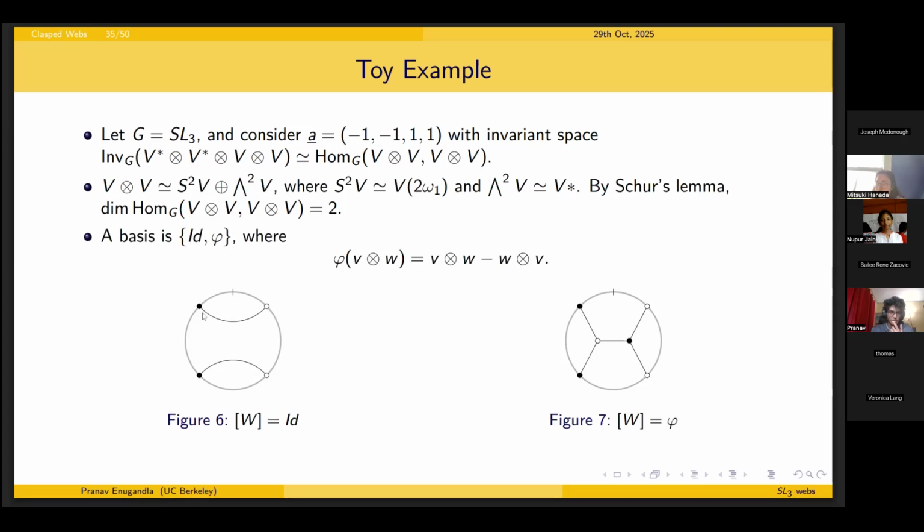So the web basis in this case is, there's the identity map, which is the thing on the left, where you don't do anything. V tensor V just maps to itself by doing nothing. But there's also this anti-symmetrizing sort of map, which takes V tensor W to V tensor W minus W tensor V. That's what this thing on the right corresponds to.